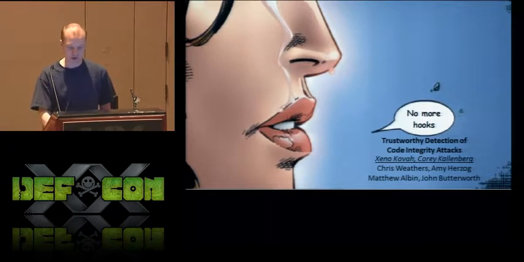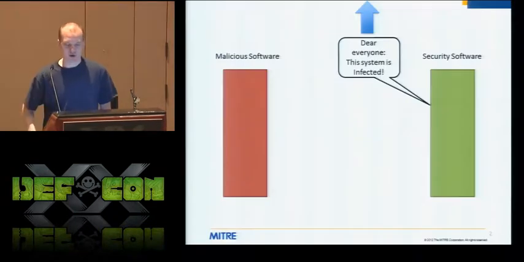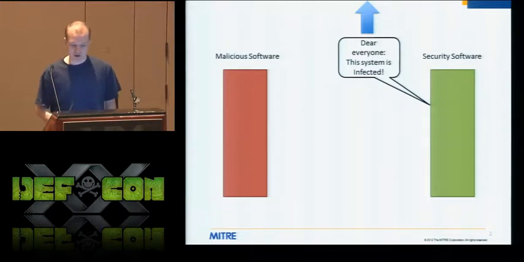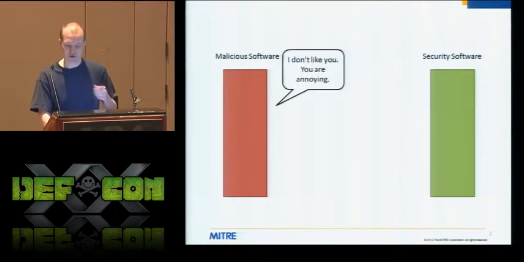publicly. And so, like I said, the problem we're going to talk about today is code integrity attacks, knowing when someone is compromising your code and modifying it. The way the security game plays out today is that you've got malicious software and you've got security software. The security software is supposed to tell you of the presence of the malicious software and hopefully get rid of it.